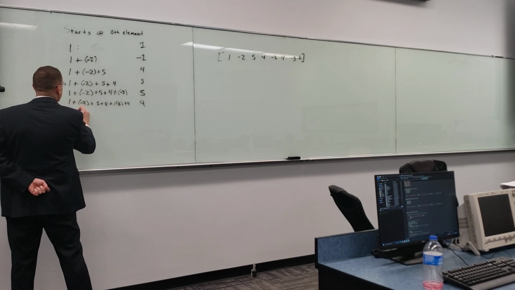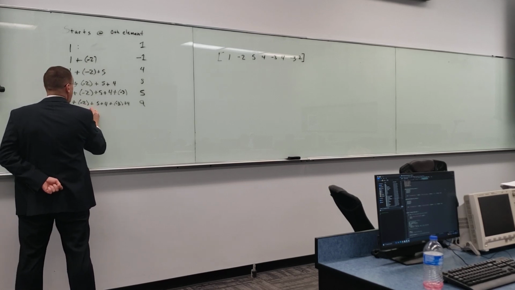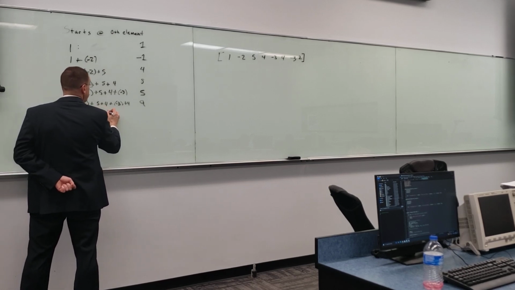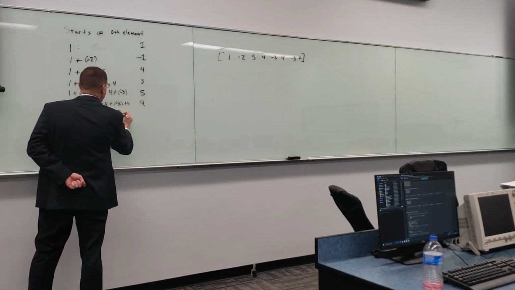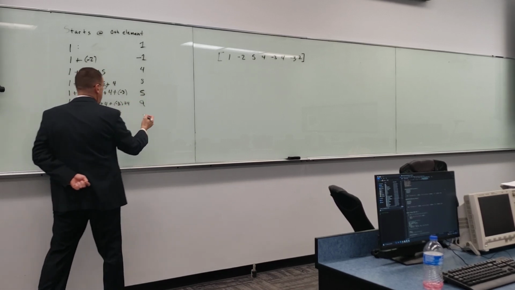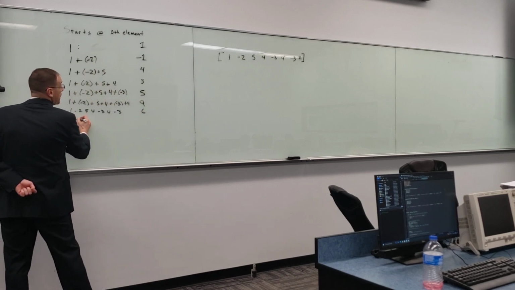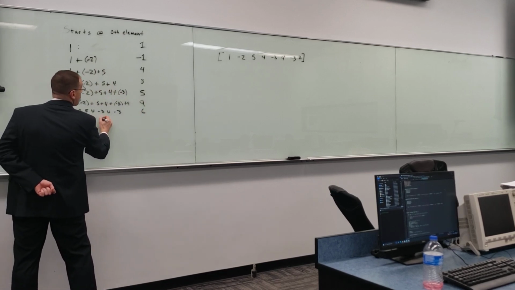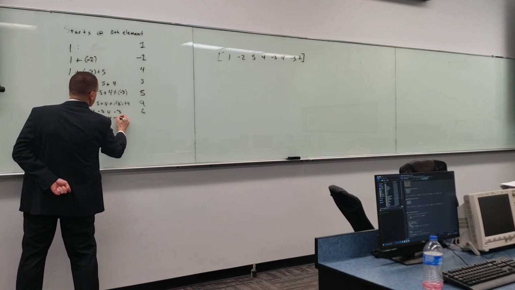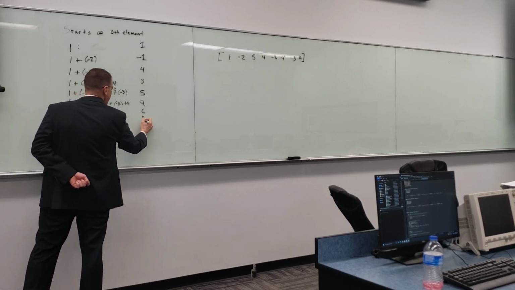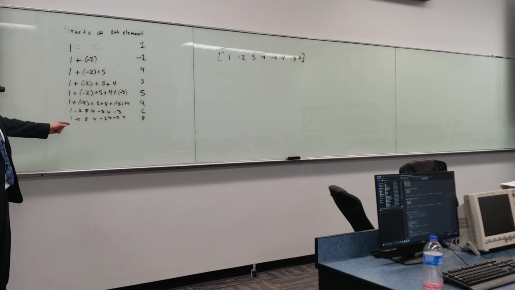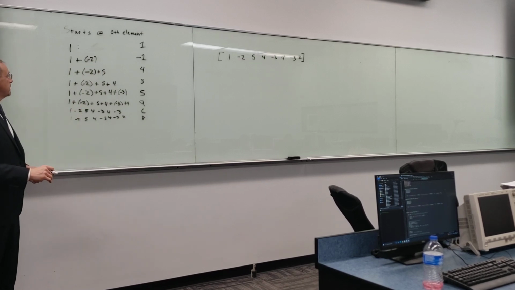So I get 1, -2, 5, 4, -3, 4, and then a -3 gives me 6. Then a 1, a -2, a 5, a 4, a -3, a 4, a -3, a 2 gives me an 8, I think. And that was when we started, the whole shebang was an 8.